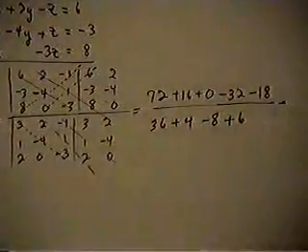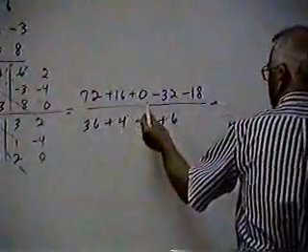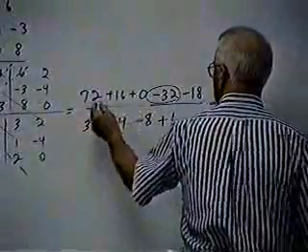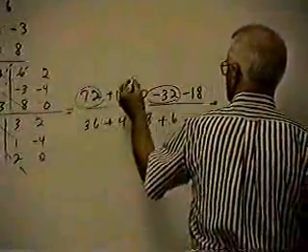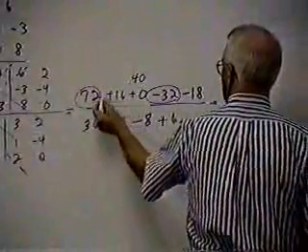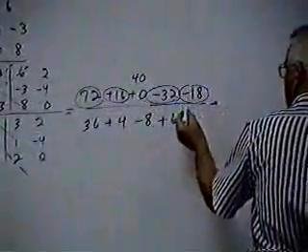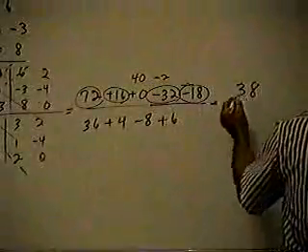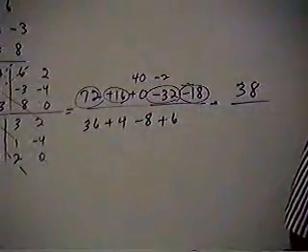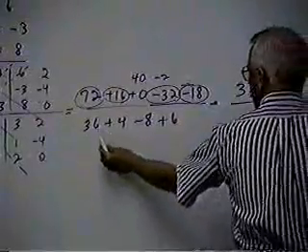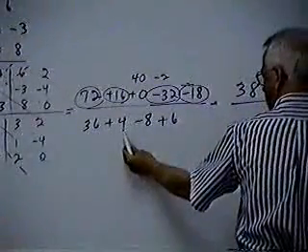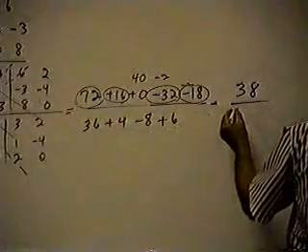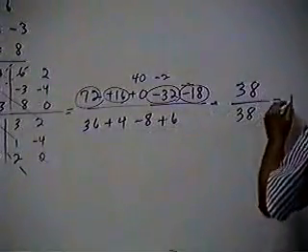Well, let's see. What do we get now? Up here at the top, we have 72 minus 32. 72 minus 32 is 40. And we have a plus 16, and a minus 18 is a minus 2. So we again get the same answer we got a while ago, positive 38. And here we have 36 and 4 is 40, minus 8 is 32, plus 6 is 38 again, and we get the same answer.